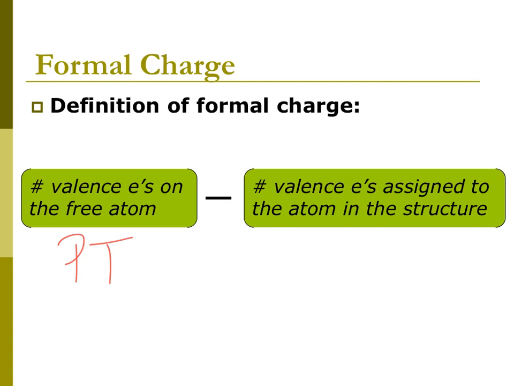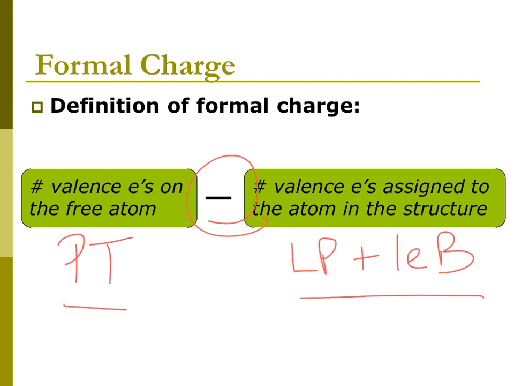We're going to compare that to how many valence electrons they actually end up with in the structure. So this is going to be the total of the lone pairs plus 1 electron from every bonded pair. So we're kind of going to split the bond in half and let each atom claim one of those electrons, and then you add that to the lone pairs and you get your second number. And overall, we're going to subtract. We're going to find the difference between how many electrons it would have on the periodic table and how many it actually ends up with.